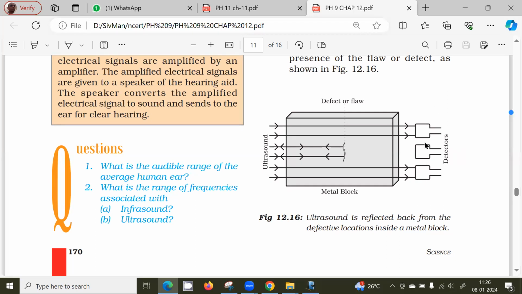Suppose I'm not able to detect the sound in this particular detector, that means there is some problem in this path. So there is a fracture somewhere here. That way I can detect a fracture in this metal block. Like you can find a bone fracture using X-rays, right? That's a different process. Similarly, I can find a fracture inside a metal block using ultrasound, not X-rays, because sound will get reflected when there is a fracture.